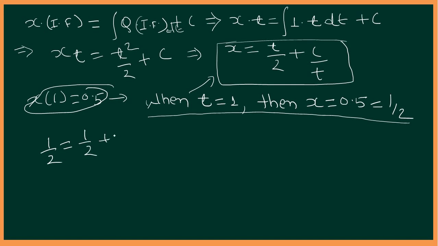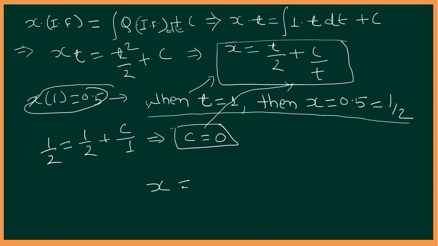So 1 by 2 is equal to 1 upon 2 plus c, with t equal to 1. From this you will get c is equal to 0. Now put this value, c equal to 0, in this equation. So you will get the final answer, x is equal to t by 2. This will be your final answer.